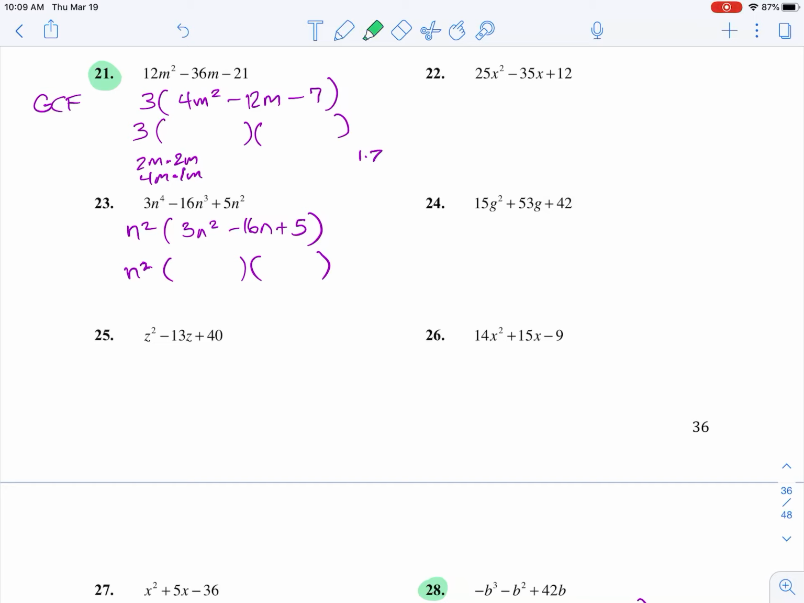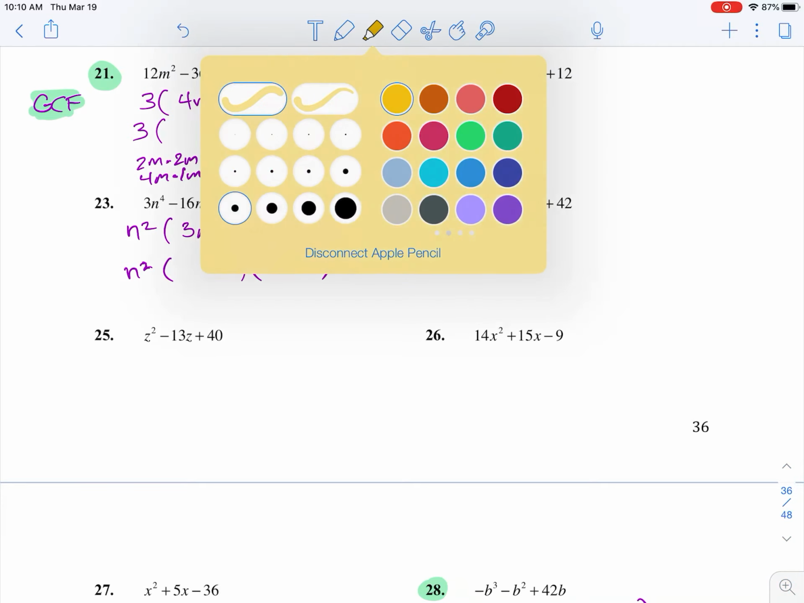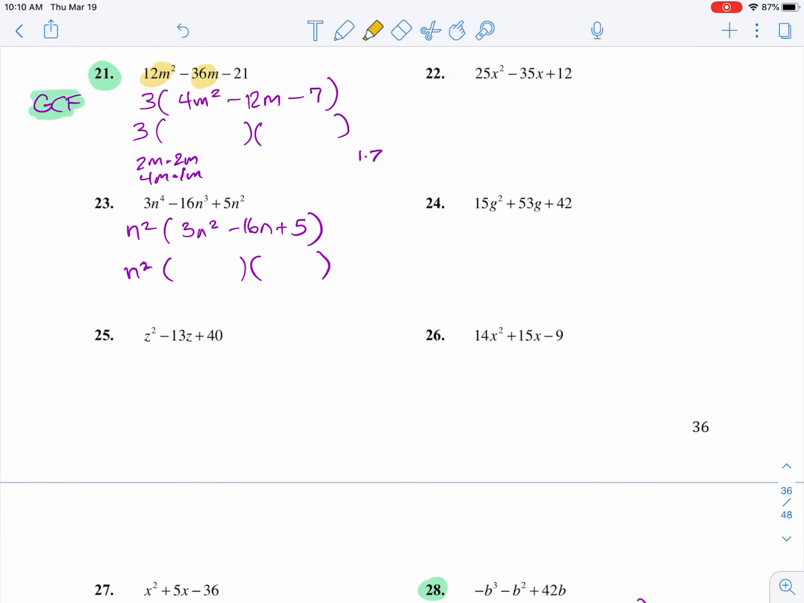Alright, hello again everyone. I'm noticing some mistakes on today's assignment and some difficulty people are having with problems that have a GCF. So I'm going to go over a few select problems here. For number 21, the GCF is 3. 3 is a common factor between all three of these terms. When you take that out, this is what we get.